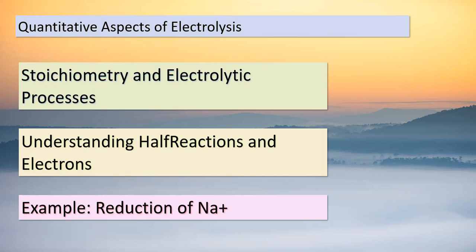Our journey begins with a classic example: the reduction of sodium ions, Na+, to sodium, Na. This process involves a one-electron transfer. Yes, you heard it right. A single electron is all it takes to transform sodium ions into solid sodium. This simple equation, Na+ + e⁻ → Na, reveals that 1 mole of electrons causes the deposition of 1 mole of Na metal. But wait, there's more. Let's move on to our next example to truly grasp the concept.